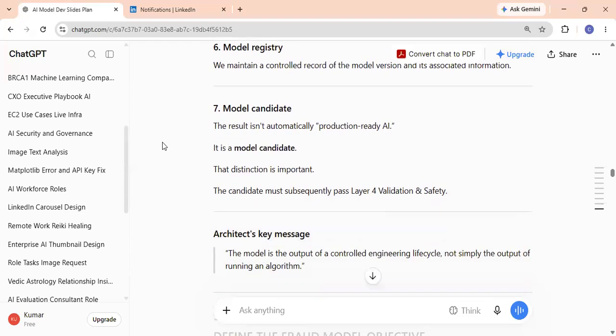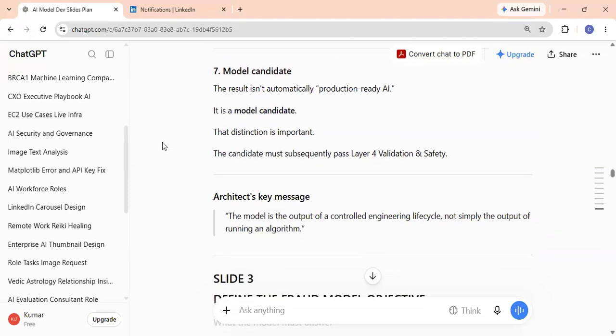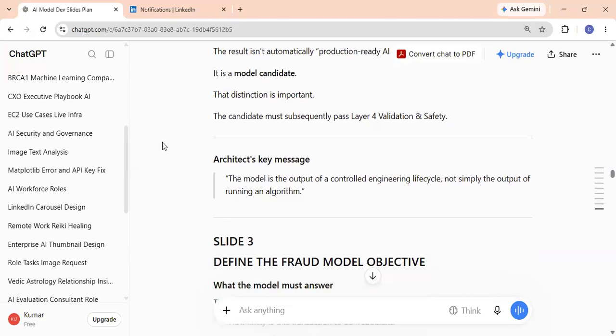Okay. Model candidate. The result is not automatically production ready. Yes, it is not, it will not be. It is a model candidate, for particular features. It can be a single feature, it can be multiple features. That distinction is important because segregation is there with the features. The candidate must subsequently pass layer 4 validation and safety, and only then.